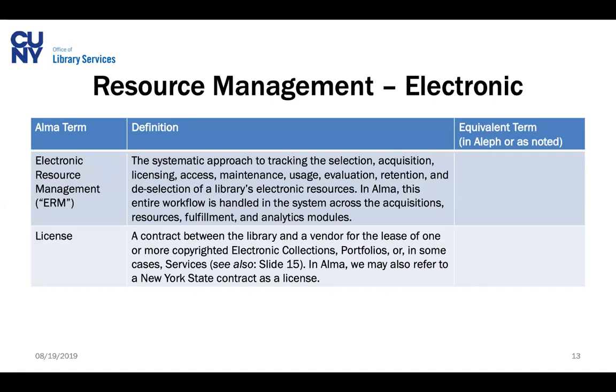And of course, there is no equivalent term in Aleph because we didn't have an ERM. License is a contract between the library and a vendor for the lease of one or more copyrighted electronic collections, portfolios, or in some cases, services, and these are all defined a little later. In Alma, we may also refer to a New York State contract as a license.